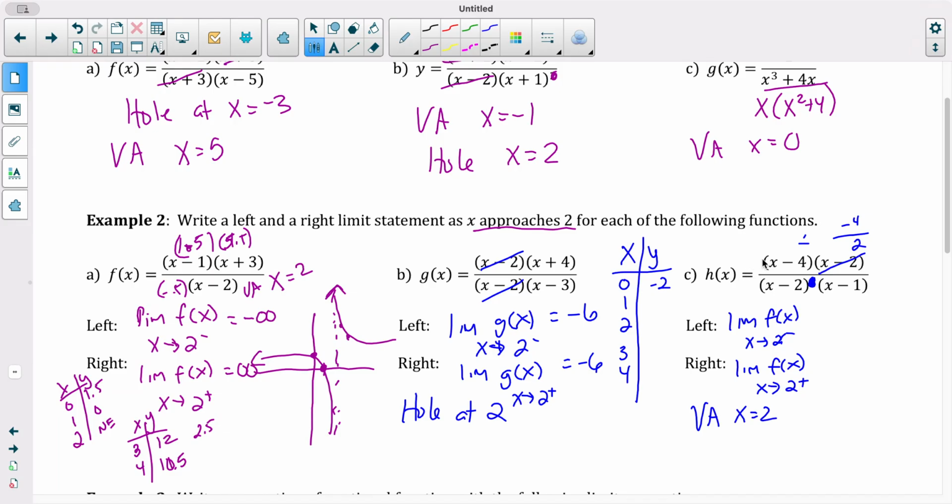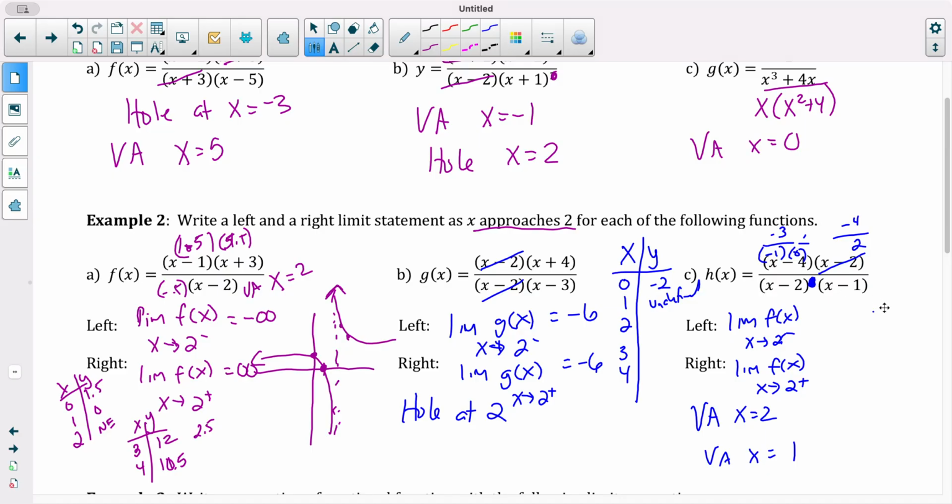Substituting in 1, 1 minus 4 is -3. On the bottom, 1 minus 2 is -1, and 1 minus 1 would be 0. So that would be undefined because that's a vertical asymptote also at x equals 1. We already know 2 is going to be a hole, so don't worry about that one. So let's try 3.